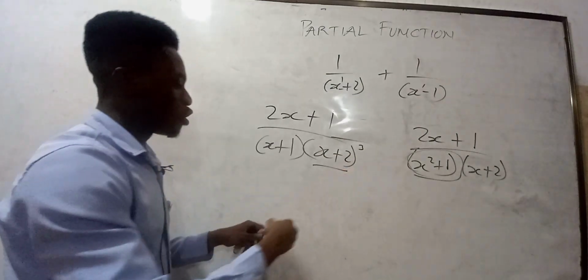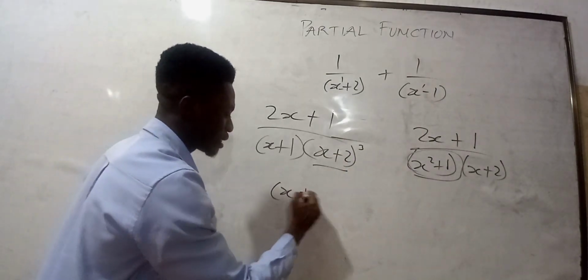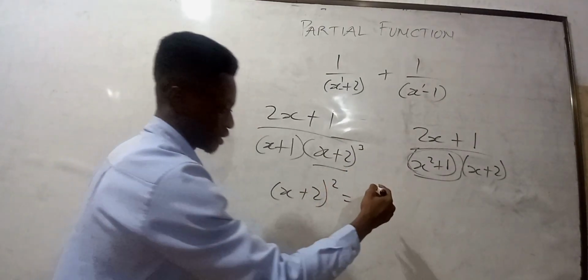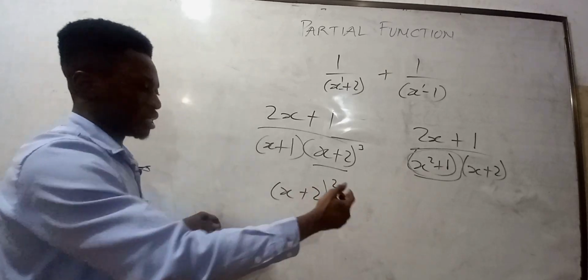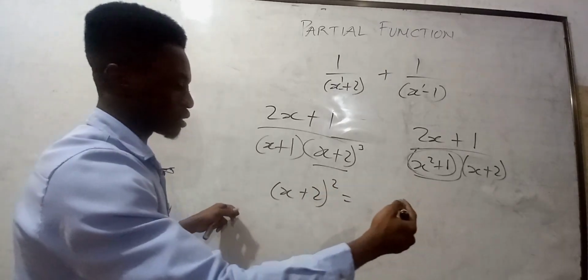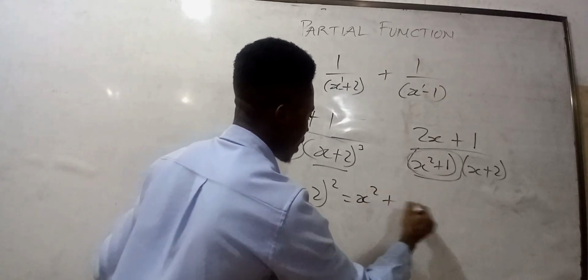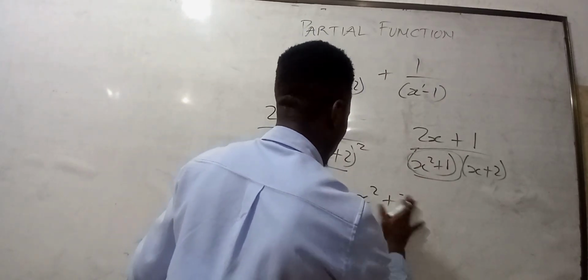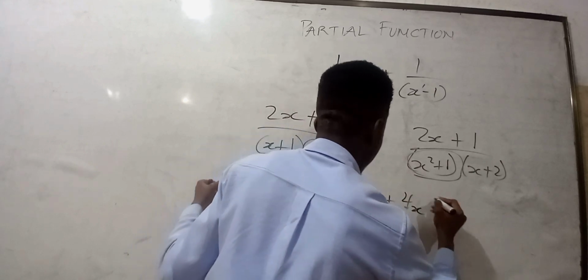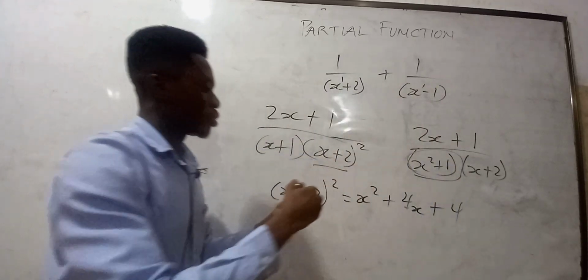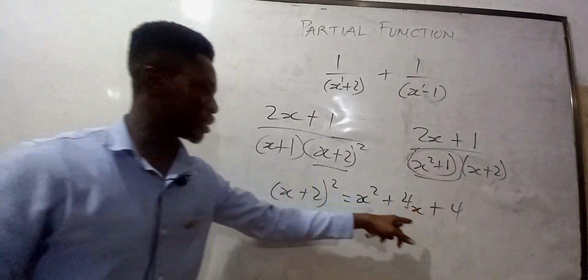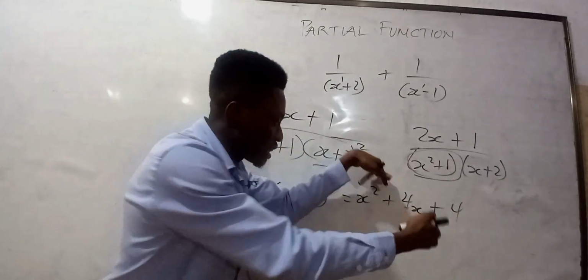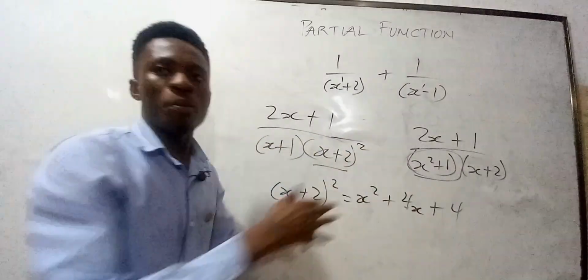We all know from binomial expression that this can be expanded. When you have an expression like this, it can be expanded into maybe x squared plus 4x plus maybe 4. So this is the expansion of it. So when you have such a thing like this, how do you go about it?